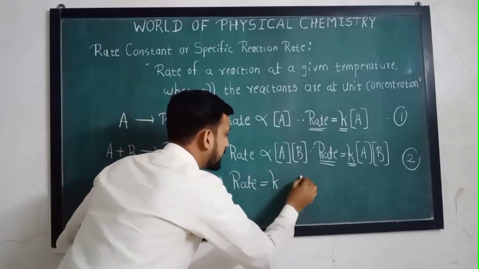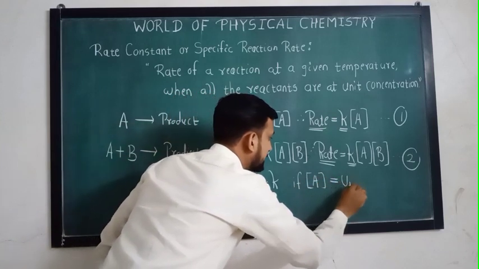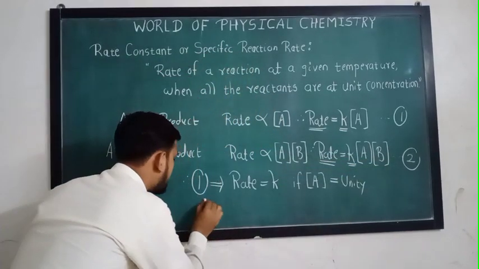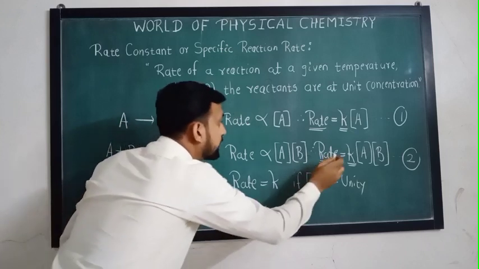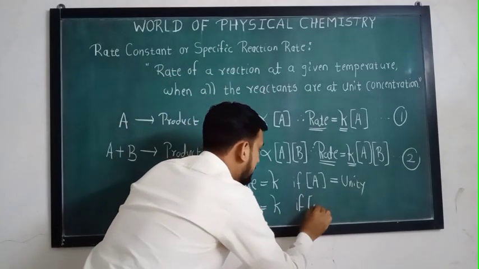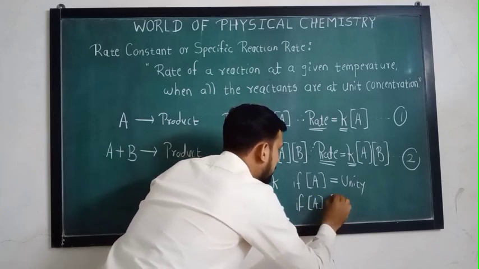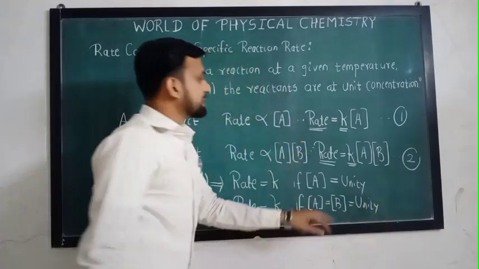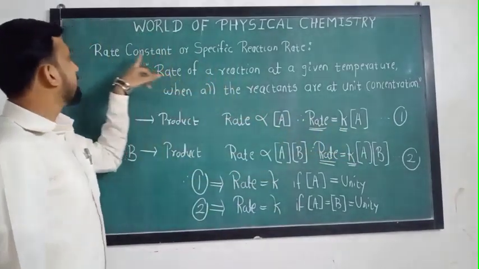But at what condition? If the concentration of reactant is unity, that is 1. And expression number 2 implies that rate is equal to K when the concentration of A is equal to concentration of B and both are unity. Then we can say that the rate of reaction is equal to K, and it is nothing but the definition of rate constant.